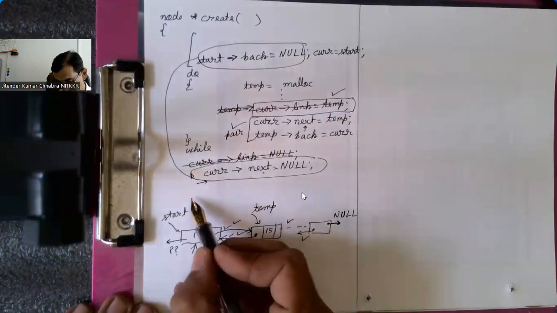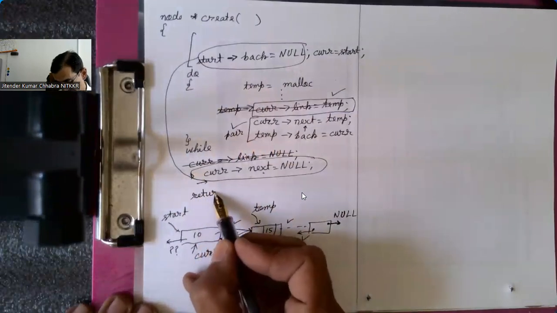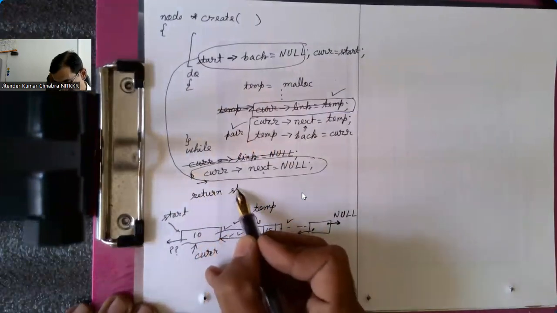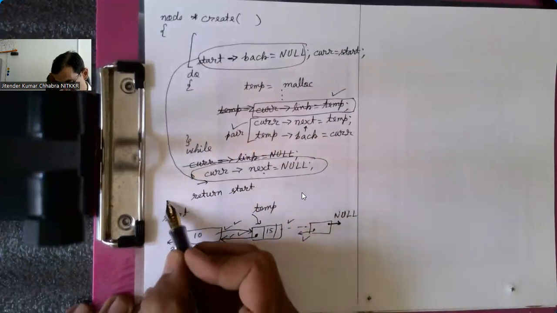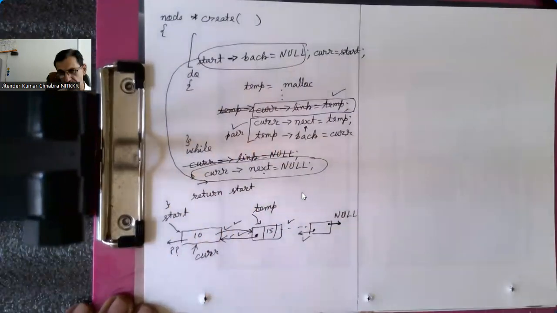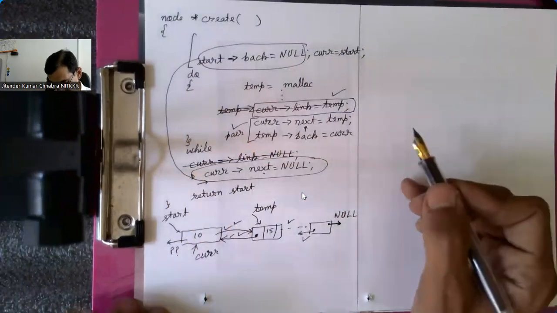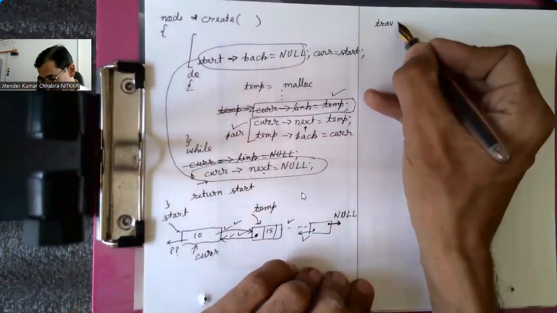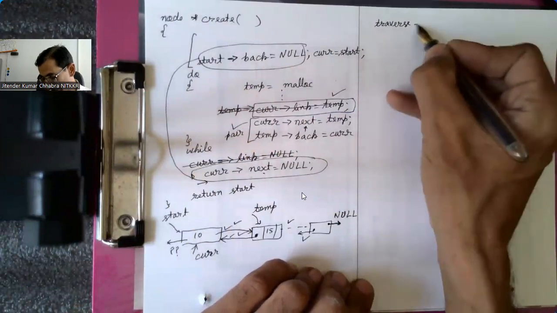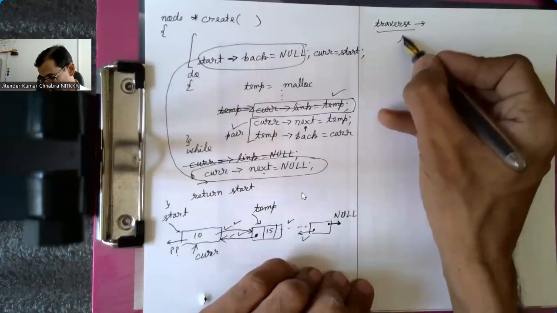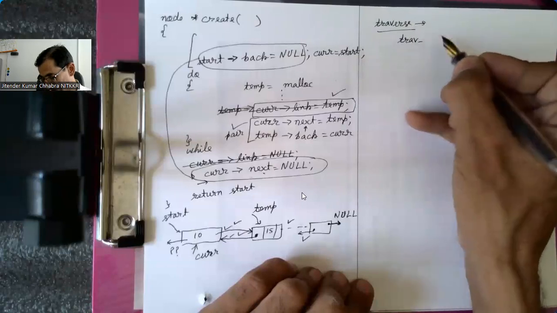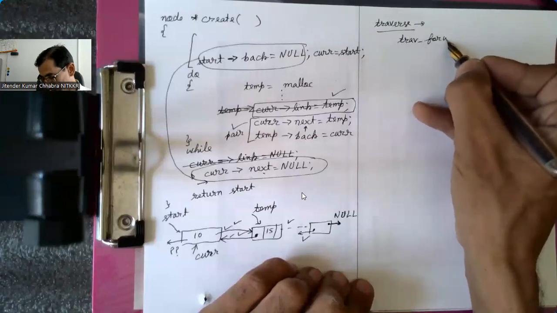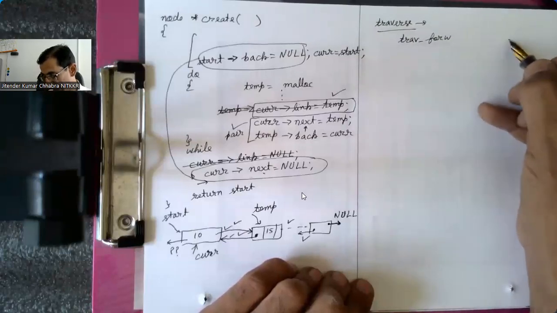Rest everything, all return and all statements, everything working perfect. Return start, etc. All going well. If the list was empty, return null. Everything perfect. Nothing to be changed. Similarly, traverse. Now I'll say traverse will be two functions. One will be, I'll say, traverse forward. Other will be traverse backward.